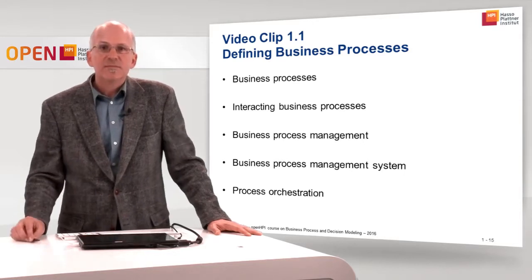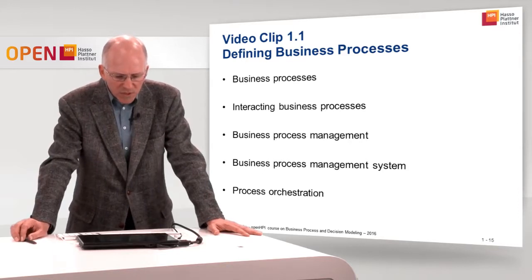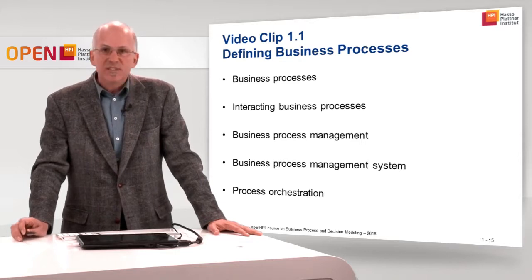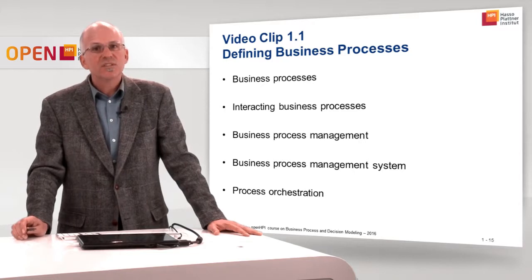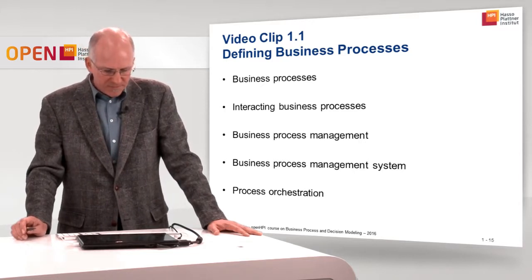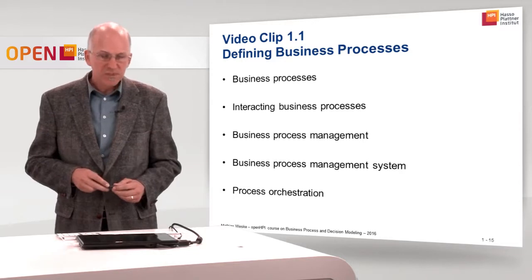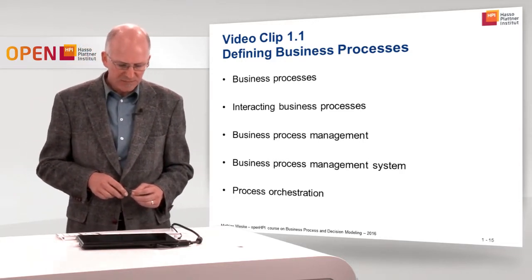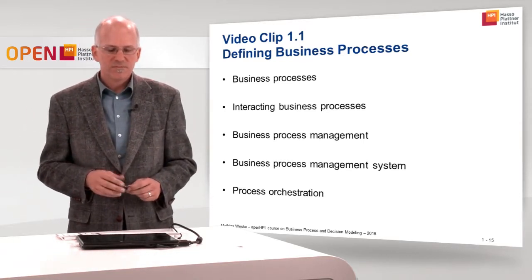All right, this concludes the first video clip, 1.1. What did we discuss in this video clip? We took a look at business processes: what are the elements of business processes, and what is the scope of business processes? We discussed the interaction of business processes. We took a look at the broader area of business process management, discussed briefly what a business process management system does, and finally we took a look at process orchestration. That concludes video clip 1.1.